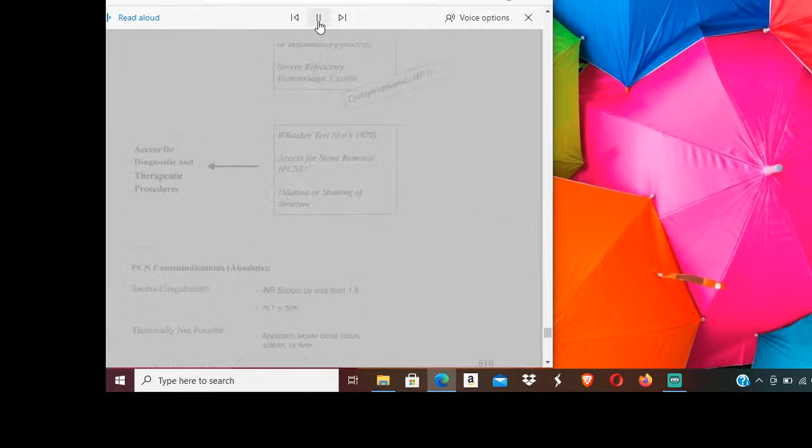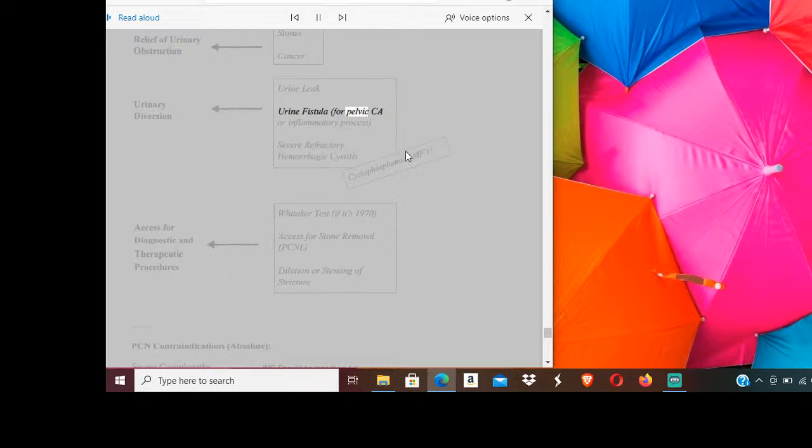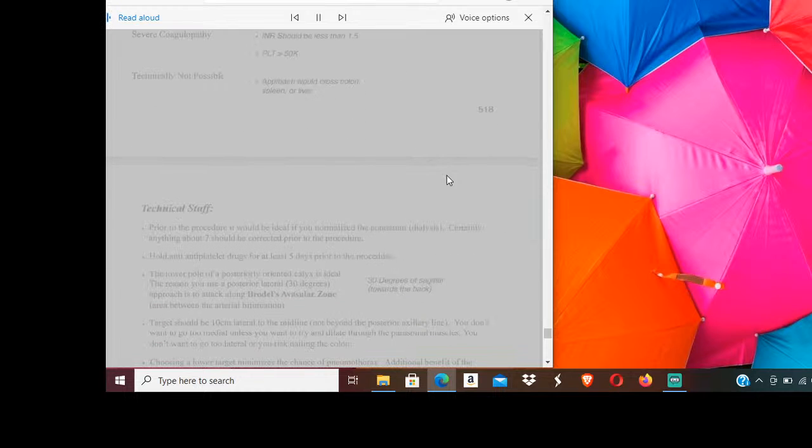Procedures. Stones, cancer. Urine leak, urine fistula, for pelvic cancer or inflammatory process. Whitaker test, if it's 1970. Access for stone removal, PCNL, dilation or stenting of stricture. PCN contraindications, absolute: severe coagulopathy. Technically not possible. INR should be less than 1.5, platelets 50K. Approach would cross colon, spleen, or liver. 518.